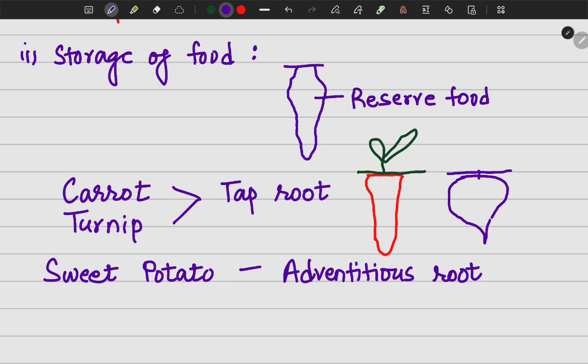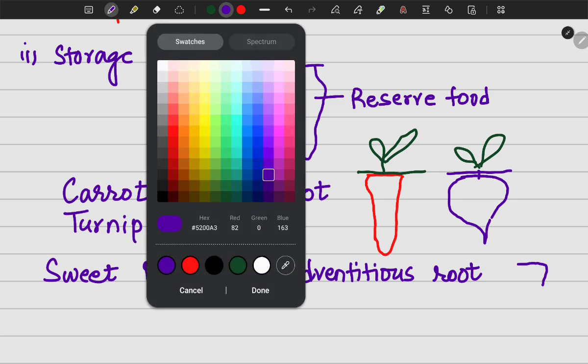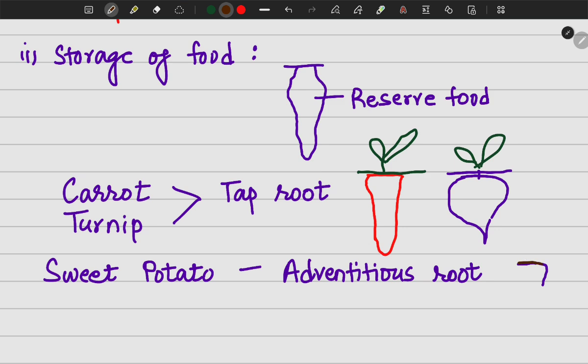So turnip is also a swollen root, and both carrot and turnip are tap roots. Then there's sweet potato, which is a swollen adventitious root. So these are the examples of the roots which modify for the storage of food. Examples are important, so you need to remember them.